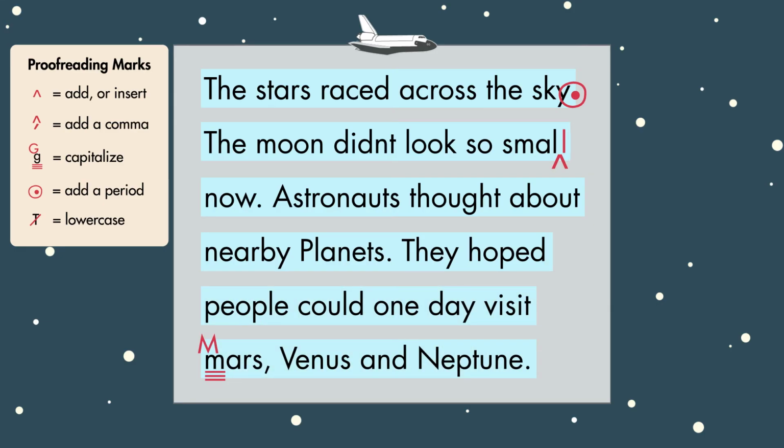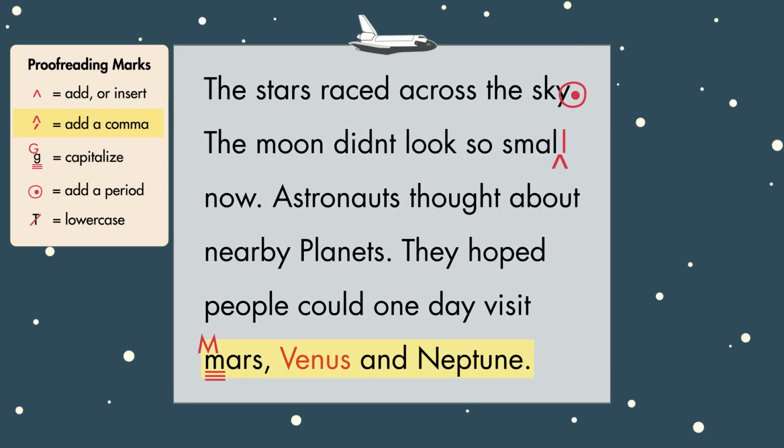Is the paragraph missing commas? Yes, a comma belongs in the series of planets after the word Venus. Here is the proofreading mark. Then check the rest of the sentences.